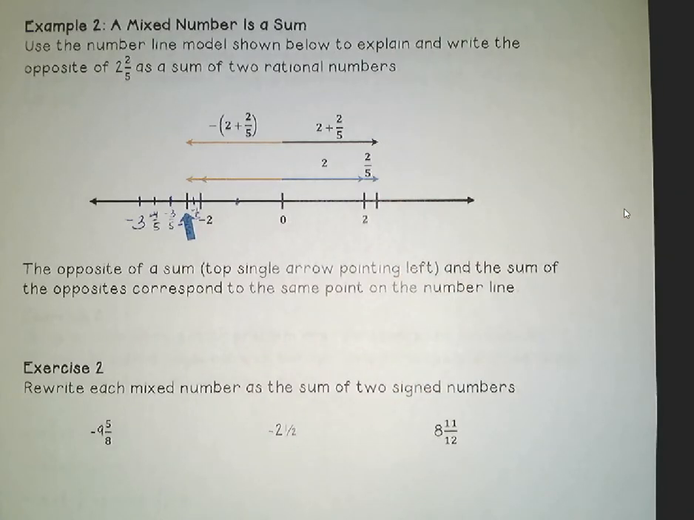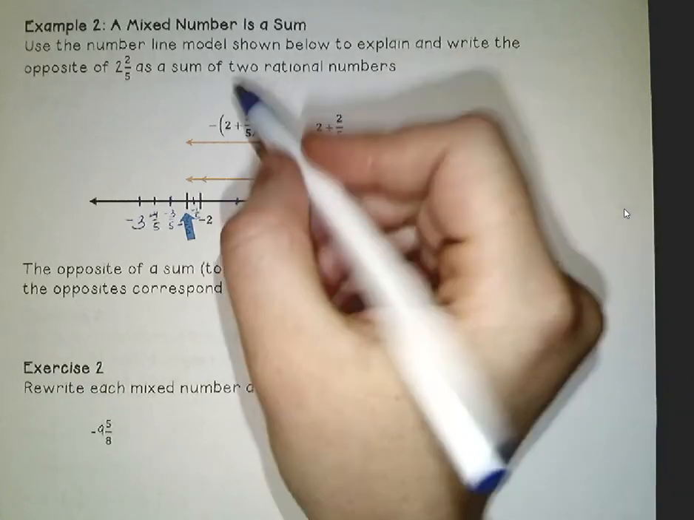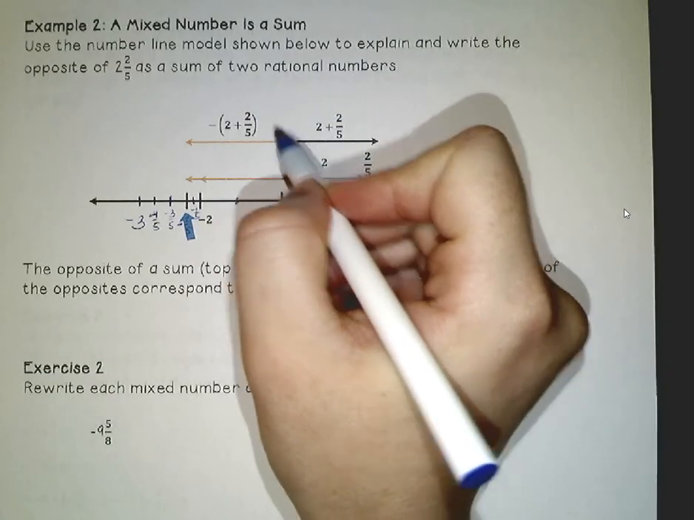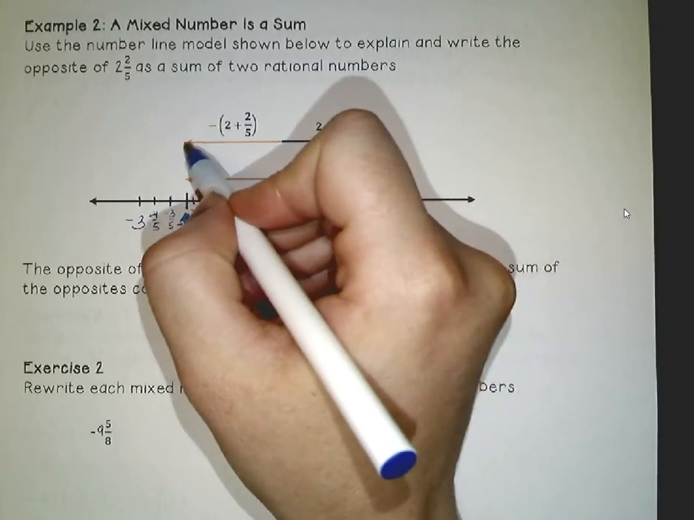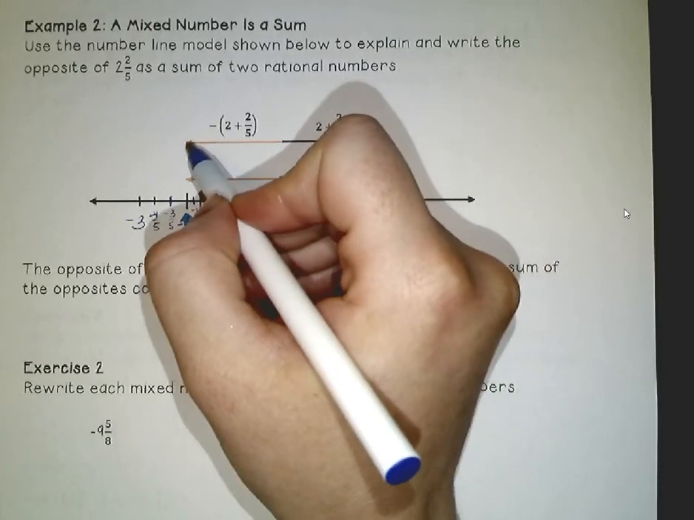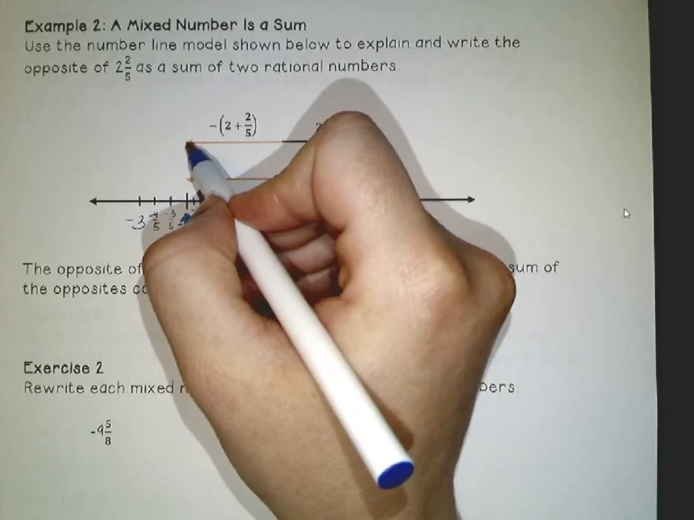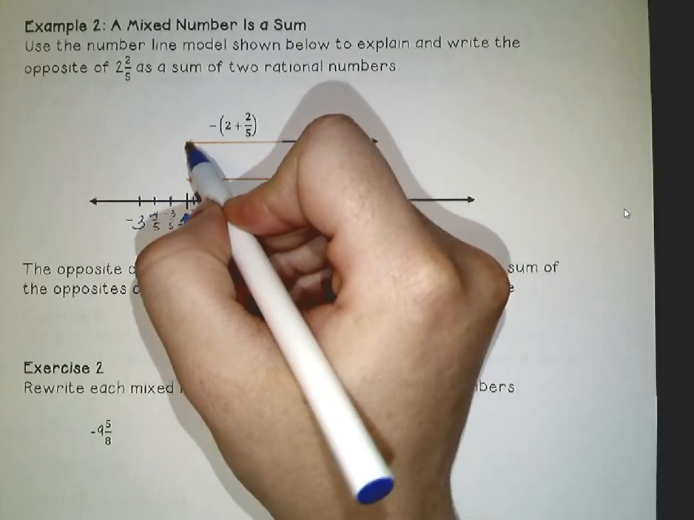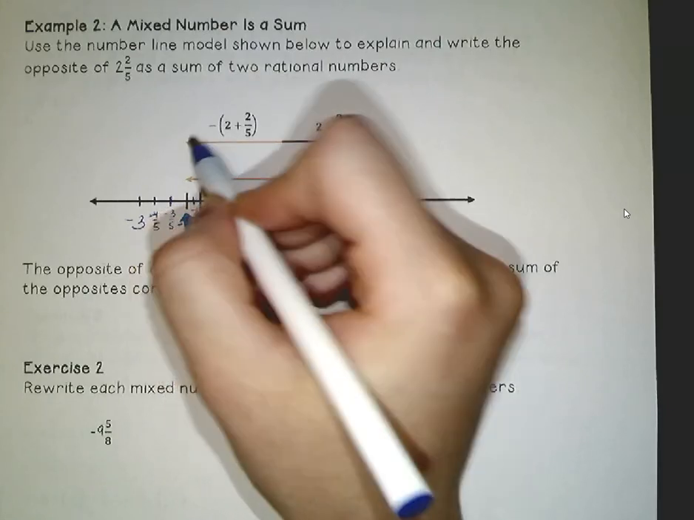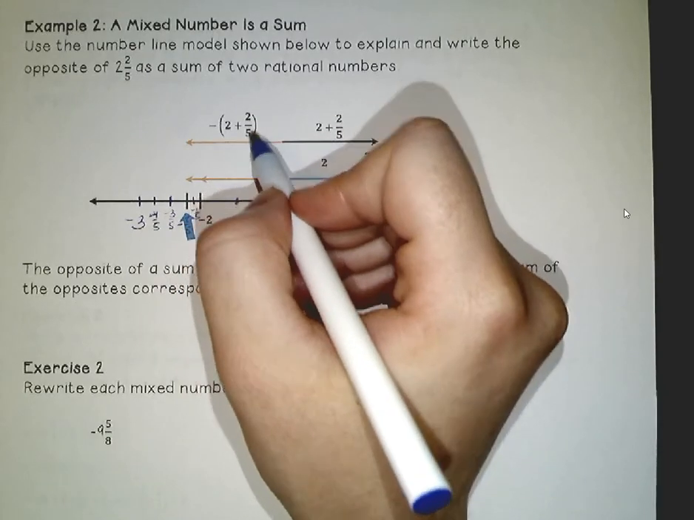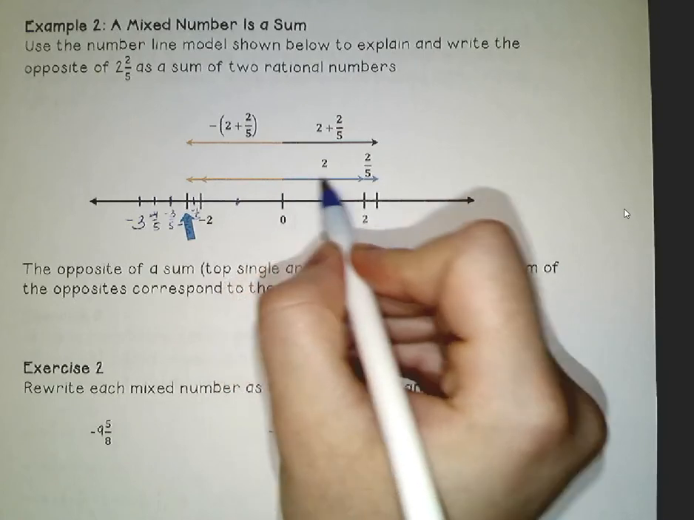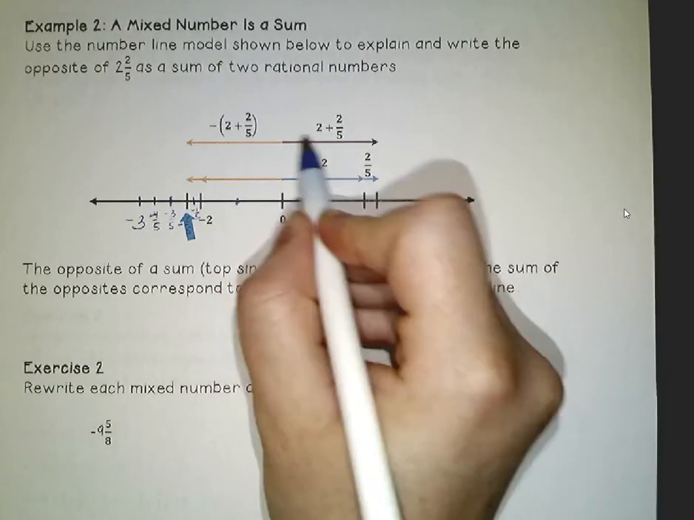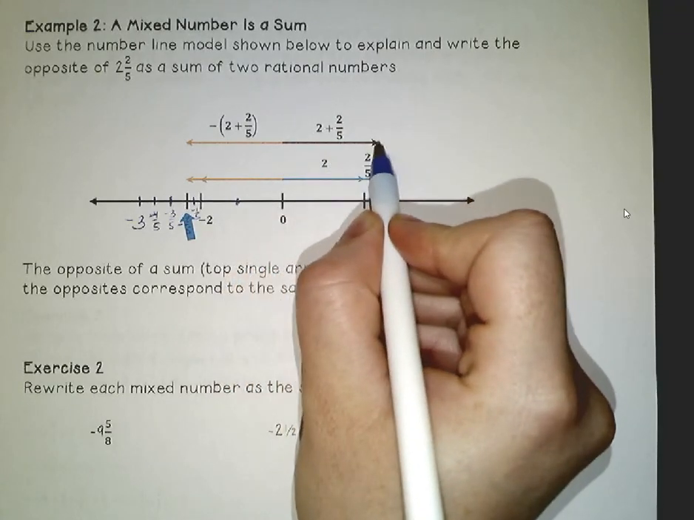Now, that's where it is important for you to understand. Here, I also have negative 2 and 2 fifths written with one arrow. Okay, and 2 and 2 fifths I can write as 2 plus 2 fifths, right? 2 plus 2 fifths, it's right here. 2 and 2 fifths more.